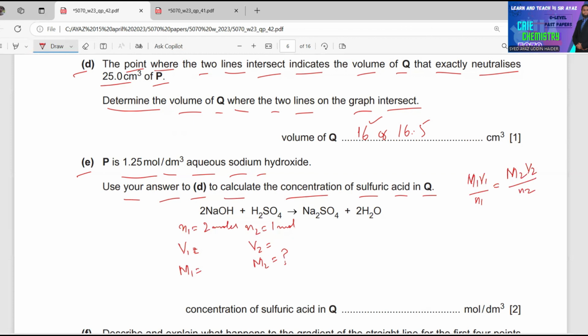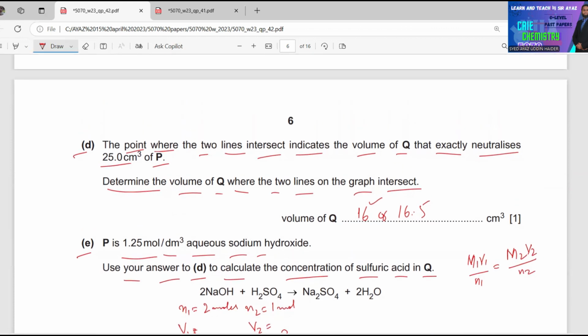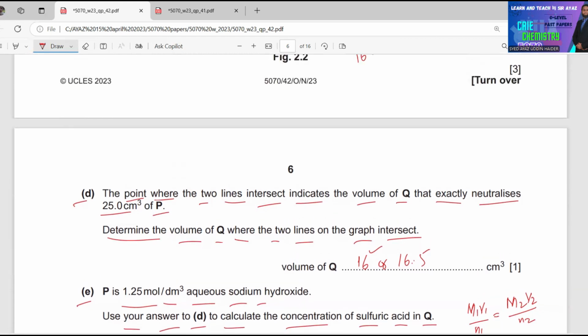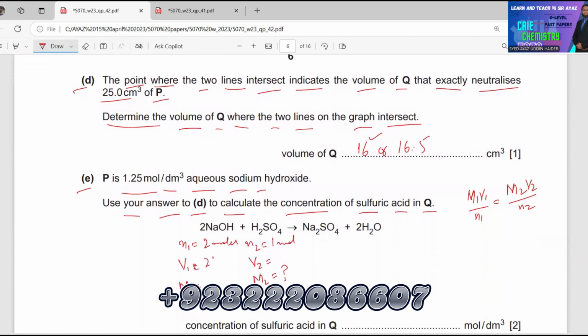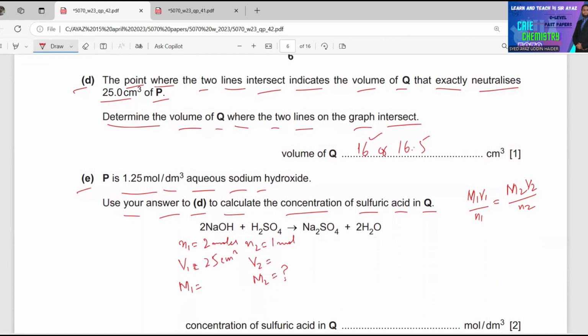What about volume? So the volume we got is 16. This is the volume which neutralizes 25 centimeter cube of P. And P is sodium hydroxide. The volume of sodium hydroxide is 25 centimeter cube. And the volume that is utilized in neutralizing sodium hydroxide is of sulfuric acid, which is 16 centimeter cube in this case. What about the concentration of sodium hydroxide? It is given here, 1.25 mole per dm cube.